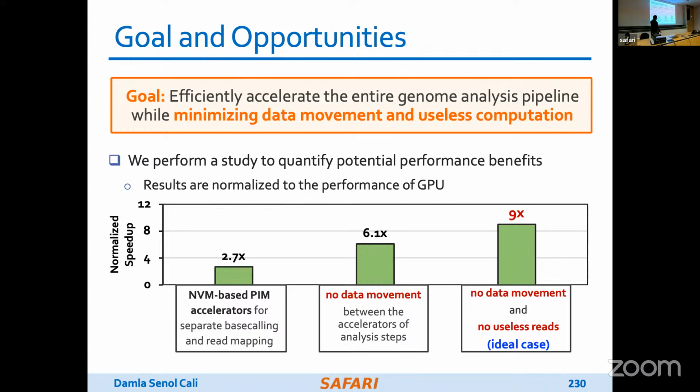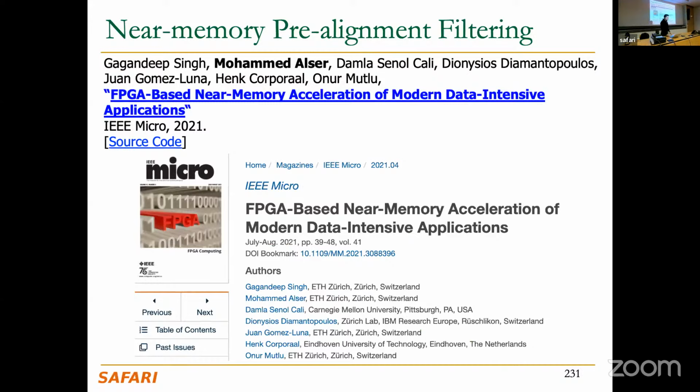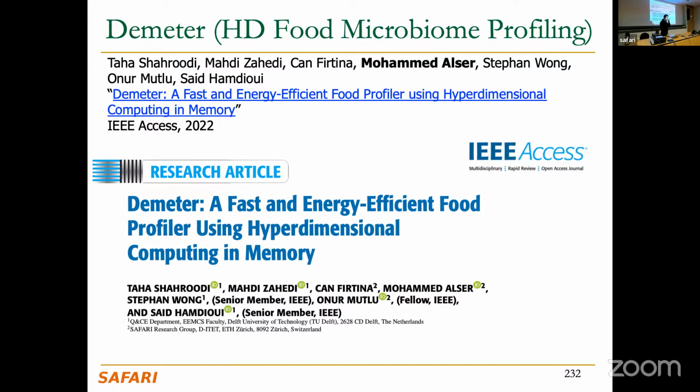If we even consider the ideal case, for example, if we assume there is no data movement overhead at all in the system, this shows the opportunities that we can achieve, meaning we can achieve even huge speedups. This is, again, one work that is accelerating Sneaky Snake. We also have other works accelerating other applications in or near memory.